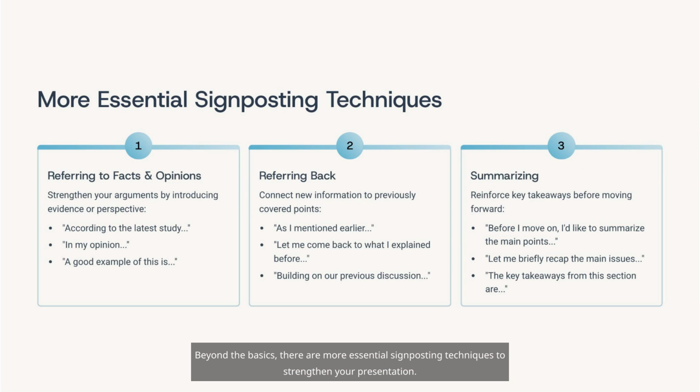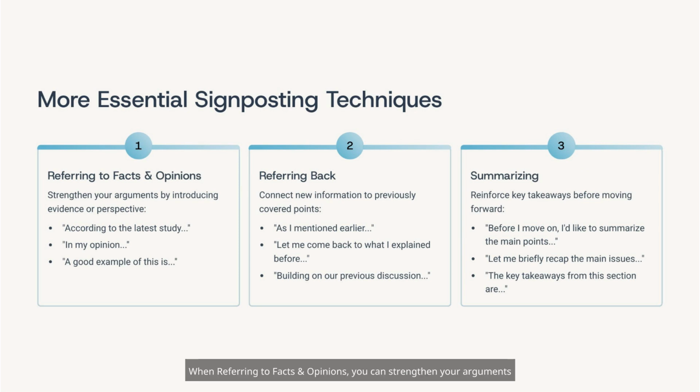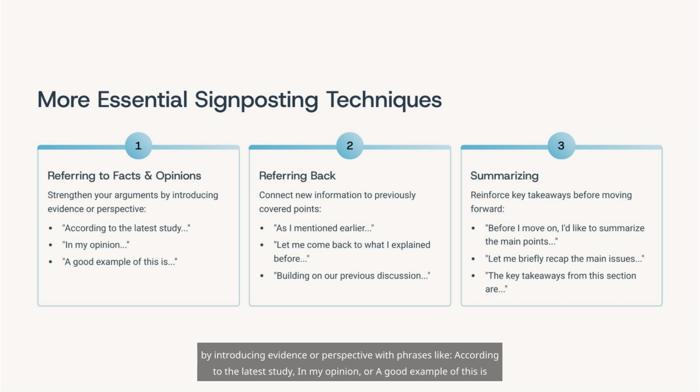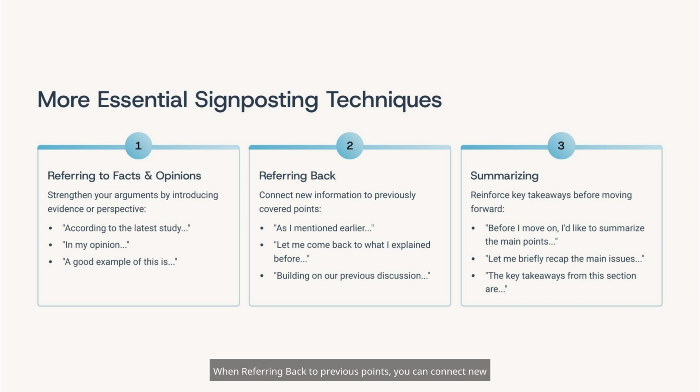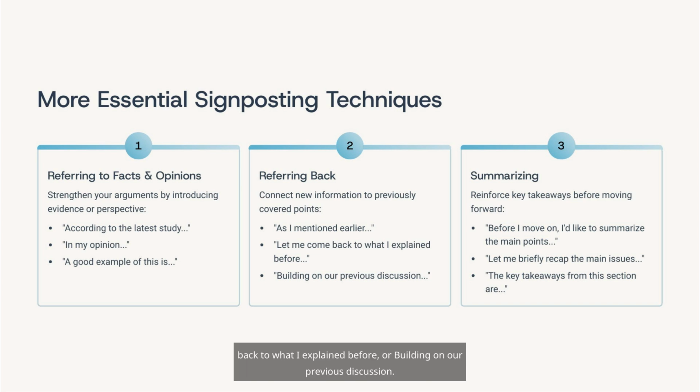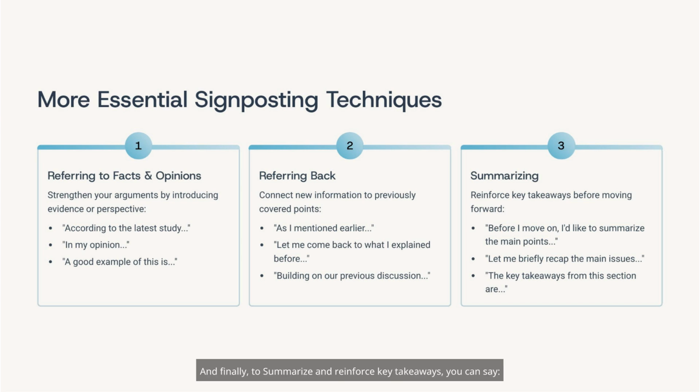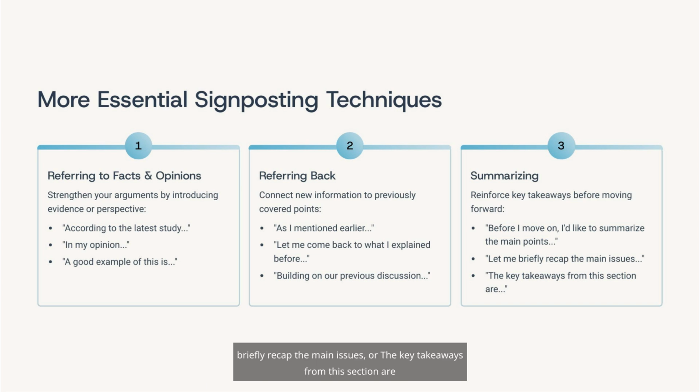Beyond the basics, there are more essential signposting techniques to strengthen your presentation. When referring to facts and opinions, you can strengthen your arguments by introducing evidence or perspective with phrases like, according to the latest study, in my opinion, or a good example of this is. When referring back to previous points, you can connect new information with phrases like, as I mentioned earlier, let me come back to what I explained before, or building on our previous discussion. And finally, to summarize and reinforce key takeaways, you can say, before I move on, I'd like to summarize the main points, let me briefly recap the main issues, or the key takeaways from this section are.